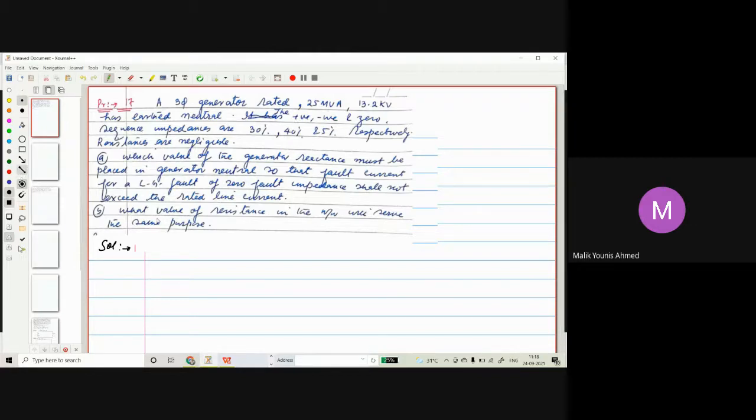So let's say we have a three-phase generator. We have a star-connected generator here, with an earthed neutral. That means it is reactance grounded, as shown. That's why we are saying the value of the reactance has to be obtained.